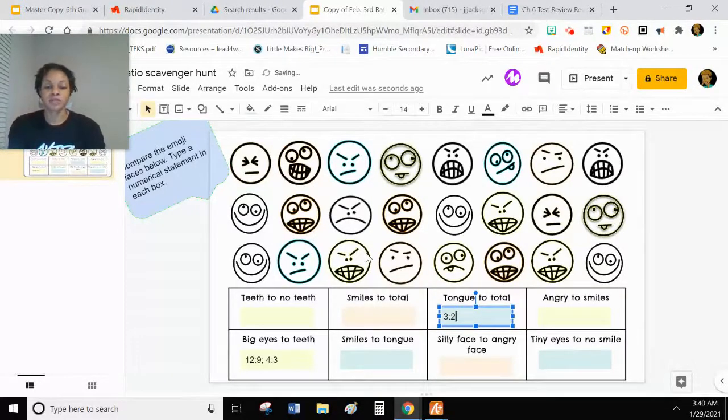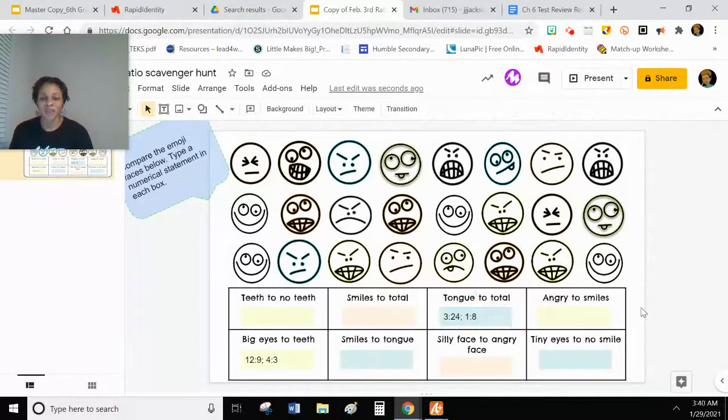And there's a total of 24 emoji faces. And again, this could be simplified by a GCF of 3. 3 divided by 3 is 1. And 24 divided by 3 is 8. So there was 1 tongue sticking out compared to the 24 total faces, or there was 1 tongue sticking out for every 8 faces. Okay, 1 tongue for every 8 faces.